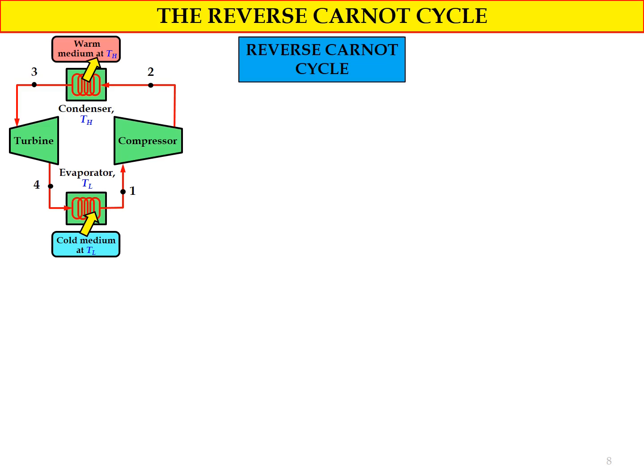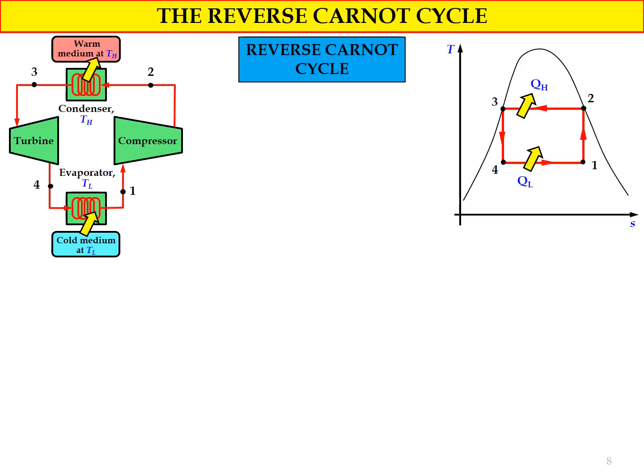and then further the refrigerant will go through the evaporator, where the temperature is at TL. So the evaporator will absorb heat from the cold medium at TL at constant pressure. So these are the 4 processes involved in the reverse Carnot cycle.